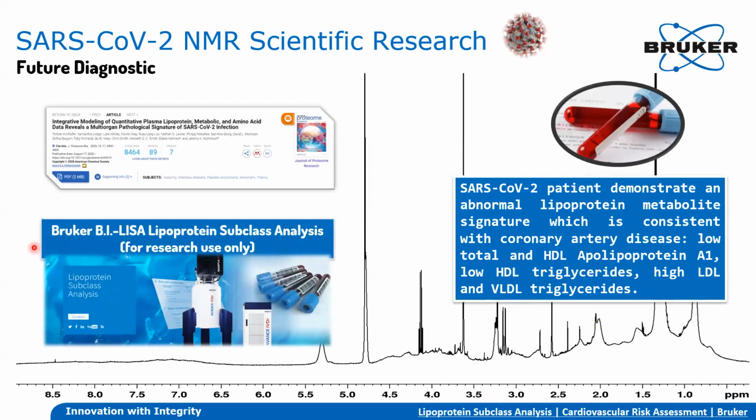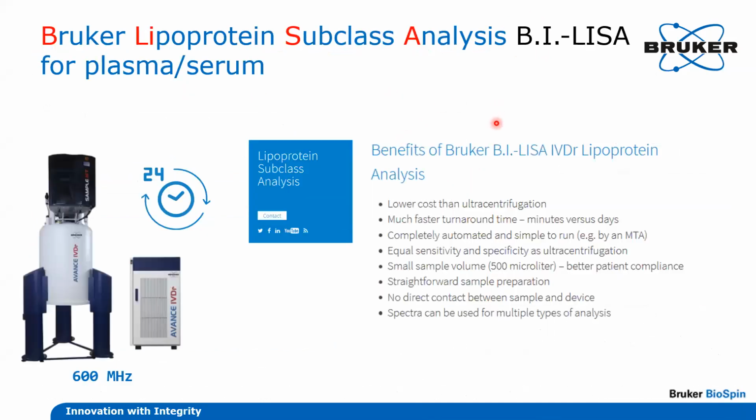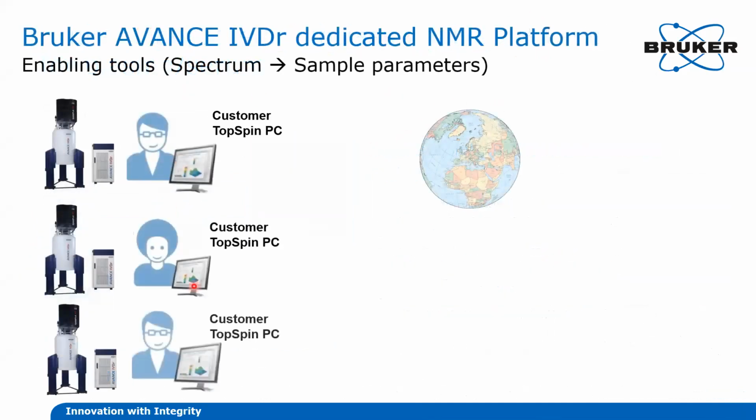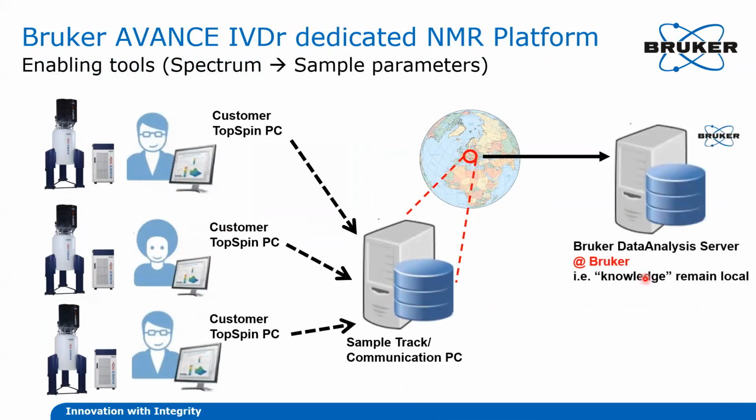So Bruker also has a platform that is able to analyze the lipoprotein. We call it BI-LISA, lipoprotein subclass analysis. In this BI-LISA subclass analysis, we are able to analyze the spectrum. After you have your NMR data collected at your spectrometer, this data can be sent to our data analysis server located in Germany.